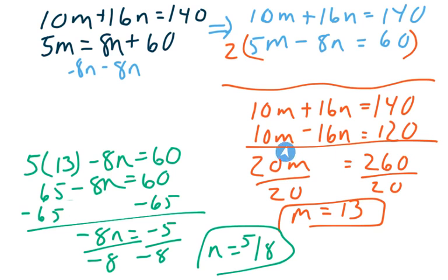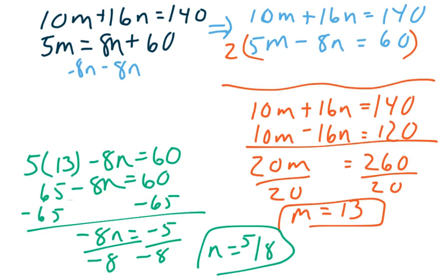Kept the top equation the same, multiplied the bottom one, ended up with m is equal to 13, which I then plugged into my rearranged version of the bottom equation. I don't actually know why I did that. Ended up with 65 minus 8n equals 60. Subtract 65 from both sides. Divide both sides by negative 8, and I ended up with n is equal to 5/8.